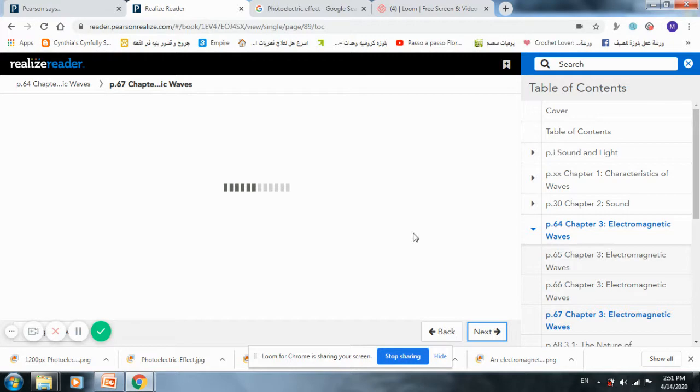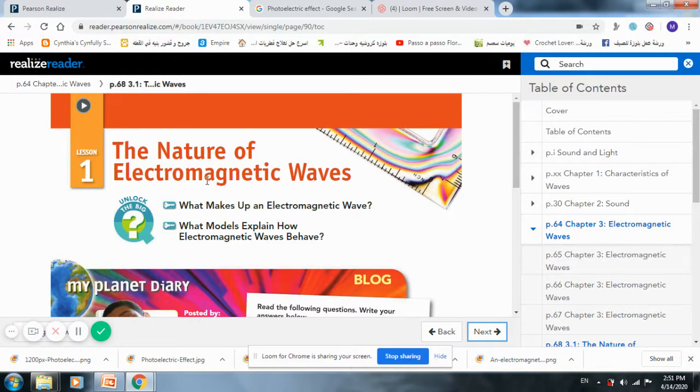Chapter 3, lesson 1. It's about the nature of electromagnetic waves. Now, we studied before about the sound wave, and we said that sound wave is related to mechanical wave, and it's a longitudinal wave. Okay, now the light wave is something different than the mechanical wave. Okay, the light wave depends on two things, and it needs two things to be created. We will talk about it later in this lesson, but first let's see what we have here in this lesson.